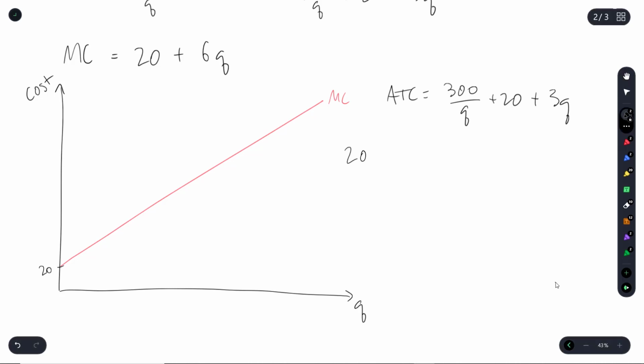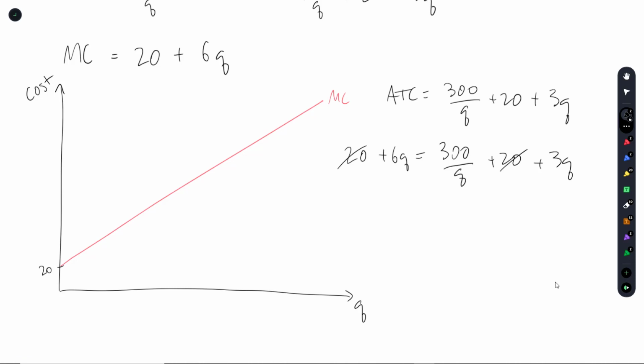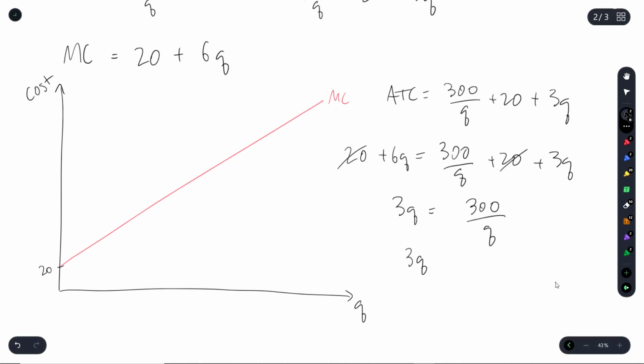So we're going to write out an equation, 20 plus 6Q equals 300 over Q plus 20 plus 3Q, and then we're going to solve for Q. First of all, the 20s cancel. Then I'm going to subtract 3Q from both sides. So we're going to get 3Q on the left, and we still have 300 over Q on the right. We're solving for Q, so I'm going to multiply both sides by Q, and I get 3Q squared equals 300. Then divide both sides by 3 to get Q squared equals 100. Square root both sides to get Q equals 10.